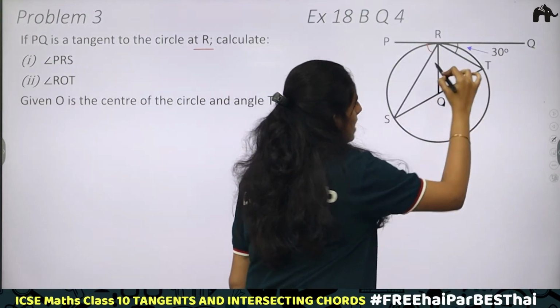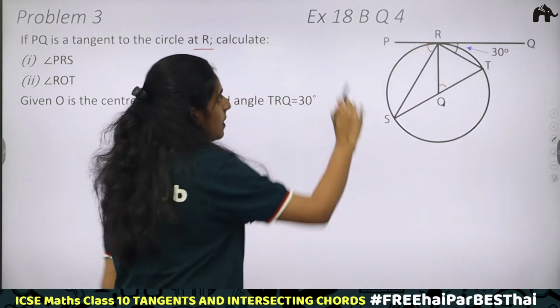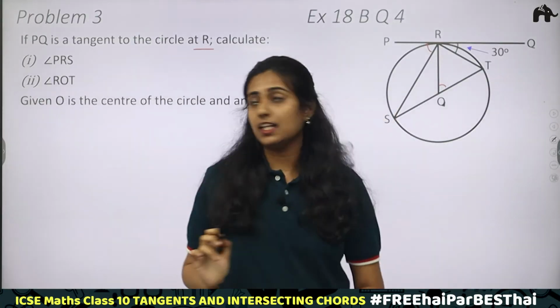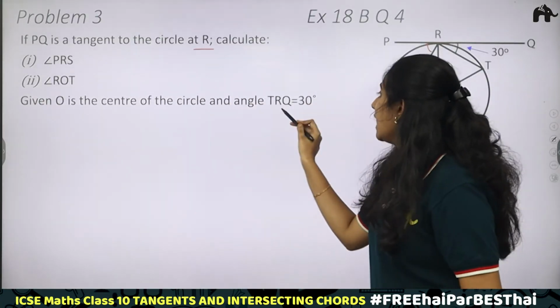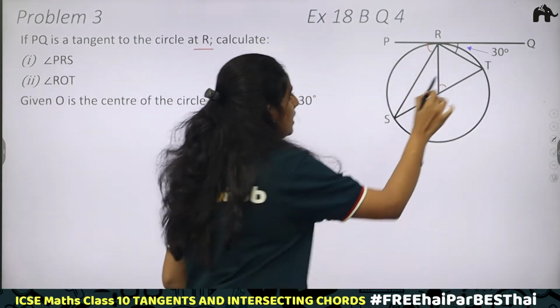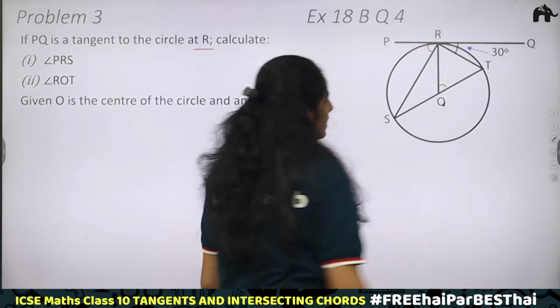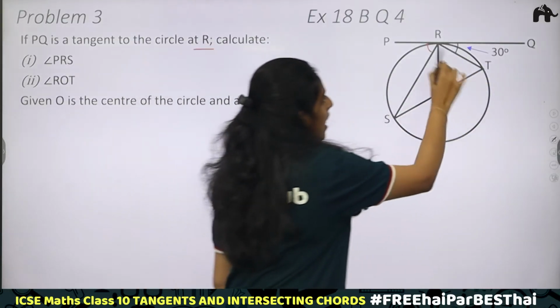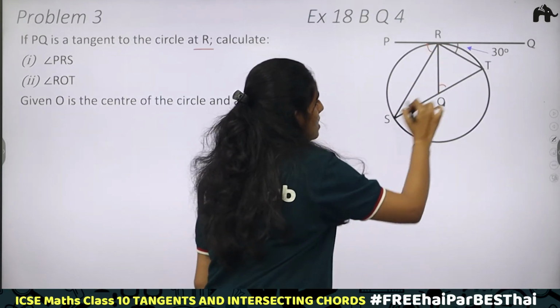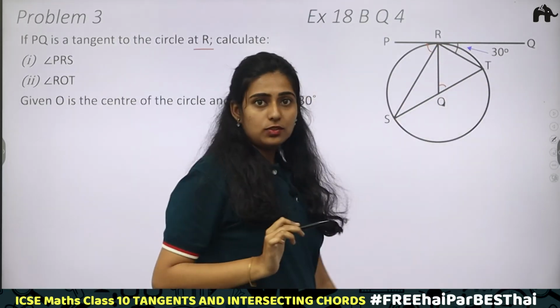ROT, this angle. First, let us find PRS. What is given in the question? It is given that O is the center of the circle and the angle TRQ is equal to 30 degree. TRQ, this angle is 30 degree. If TRQ is 30 degree, I can say that angle RST is also equal to 30 degree.